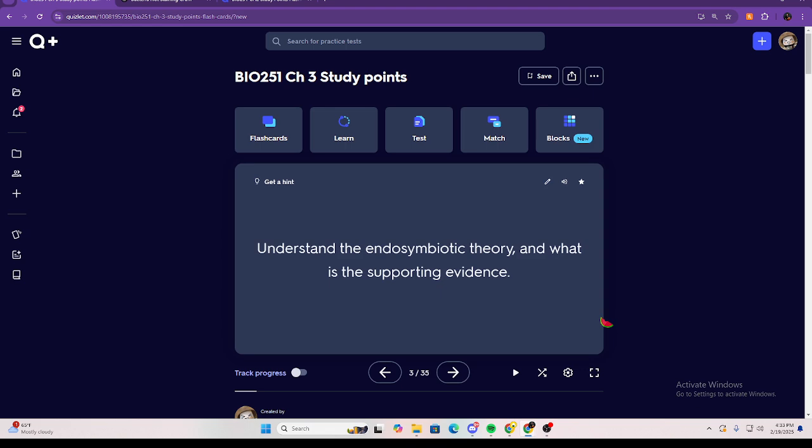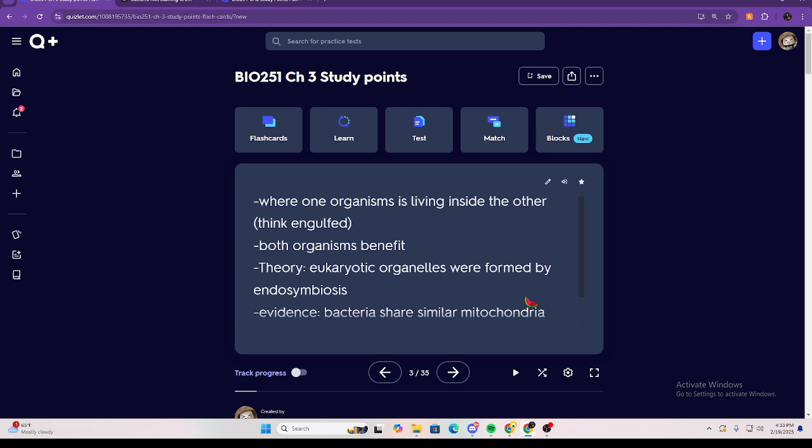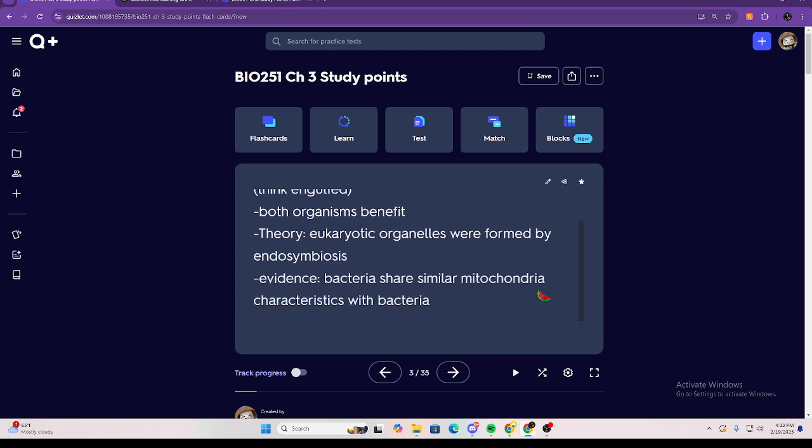Understand the endosymbiotic theory. So endosymbiosis is where one organism is living inside the other. So think of it as like an organism engulfed the other one, and now that one's living inside of it. So basically, an endosymbiosis is where both organisms benefit, right? And basically, the theory is that eukaryotic organelles were formed by endosymbiosis.